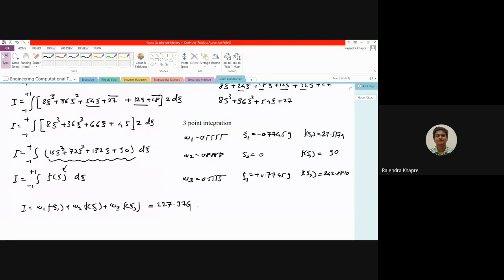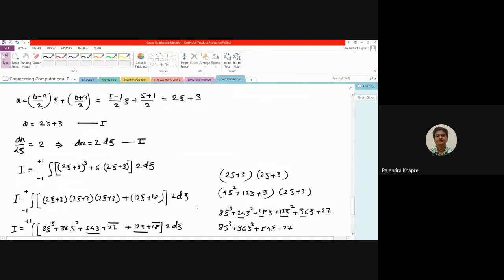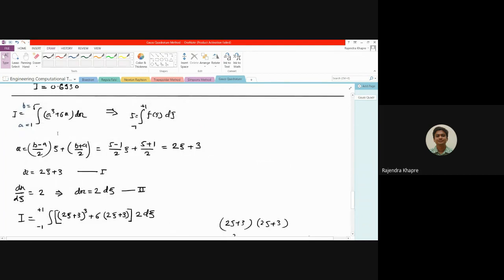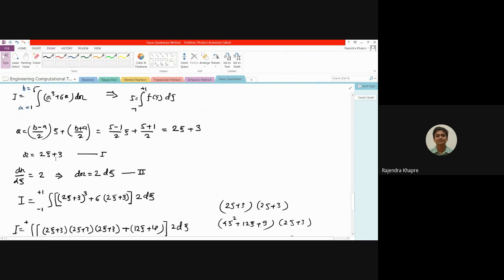Is there anyone who has not understood? Sure? So again I am repeating, all we have to do is convert the given equation into I equals -1 to +1 f of xi into d xi. In order to convert x into xi, we are using this expression: x equals (b minus a) by 2 into xi plus (b plus a) divided by 2. Whatever expression you get, write it in place of x, and take the first derivative of that to get the replacement of dx.